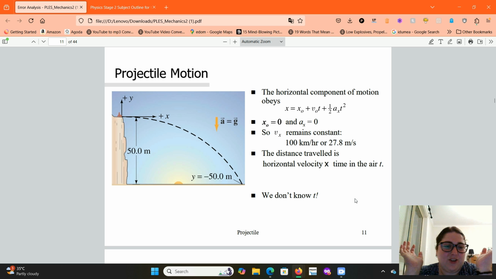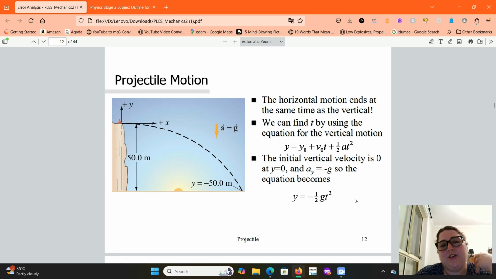We don't know what t is, though. Oh no! But we can figure out what t is eventually. The horizontal motion ends at the same time as the vertical. The going across ends at the same time as it going down, which means when it lands, both motions stop. So we can find t by using the equation for the vertical motion, because we know what acceleration is, we know what y0 is, we know what v0 is.